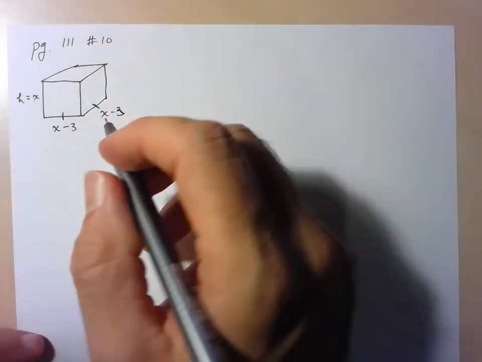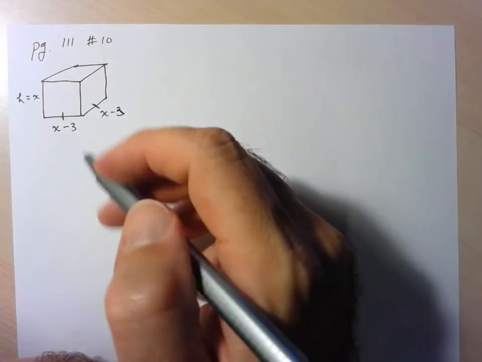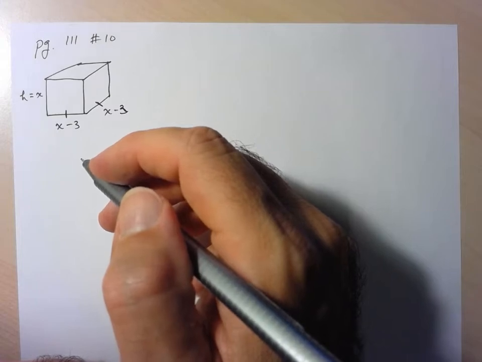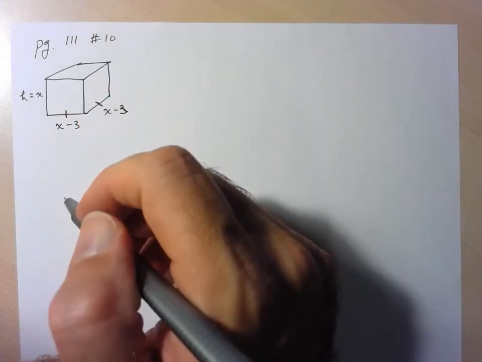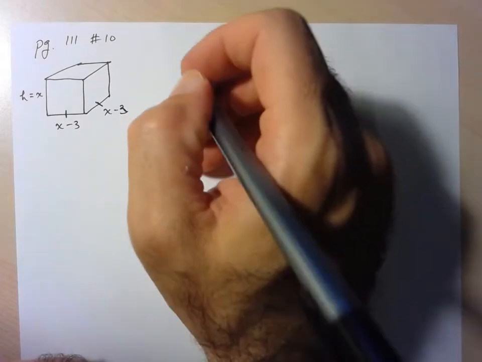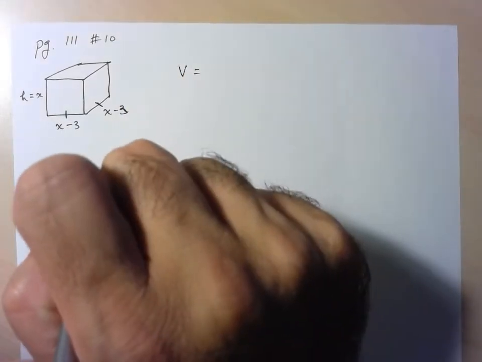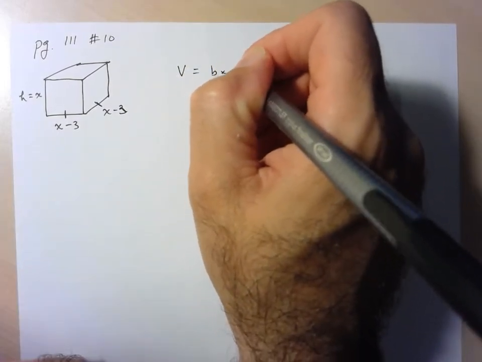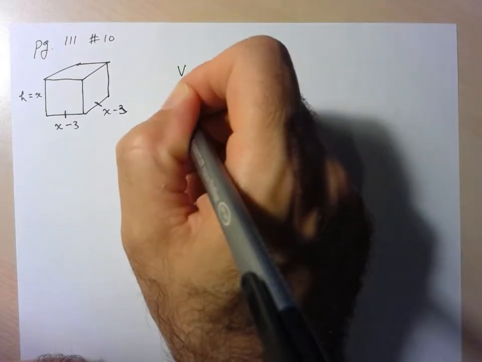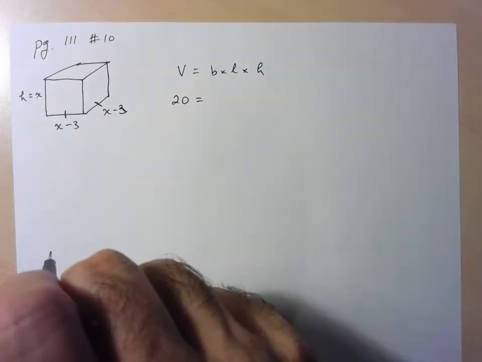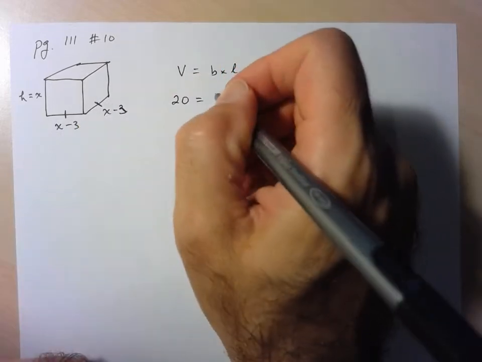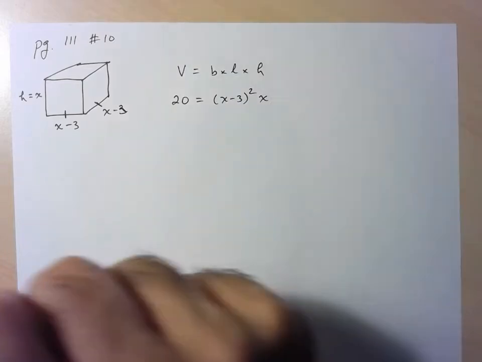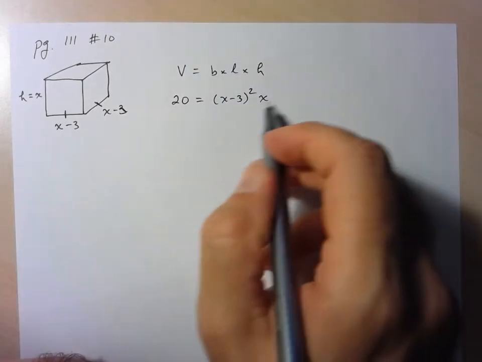Okay, so what we have now is a representation of all three dimensions, and then from there they give us information about the capacity, and capacity has to do with volume. So what's the volume we could fit into this box, and they tell us that it's 20 meters cubed. Of course we know that the volume of a rectangular prism is base times length times height. Here they tell us that the volume can be up to 20 meters cubed. Base and length are the same, so we have (x minus 3) squared, and then times the height, which we called x. And what we have here is a polynomial equation.